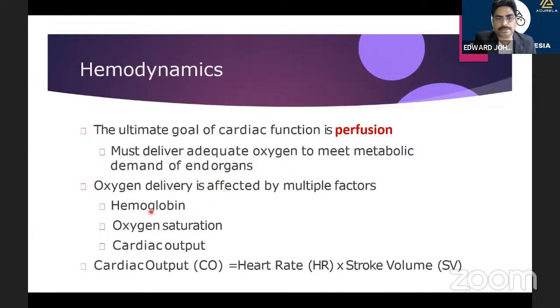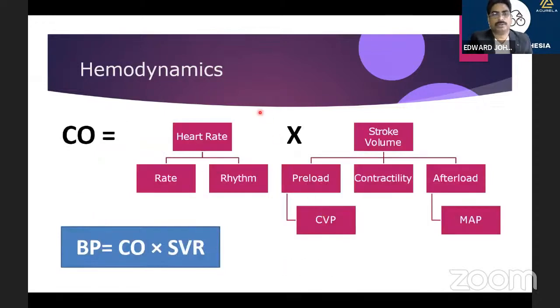Oxygen delivery depends upon the oxygen content and its delivery by the cardiac output. Oxygen content depends upon the hemoglobin and oxygen saturation, and your cardiac output depends upon the heart rate and stroke volume. Throughout the presentation, remember this: cardiac output is nothing but heart rate times stroke volume. Heart rate depends upon the rate and rhythm, and stroke volume depends upon preload, contractility, and afterload. The preload can be assessed by your CVP and afterload can be assessed by your MAP.